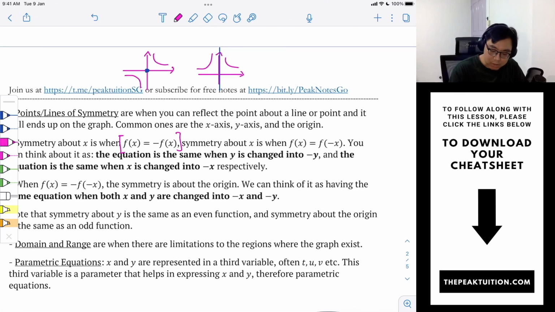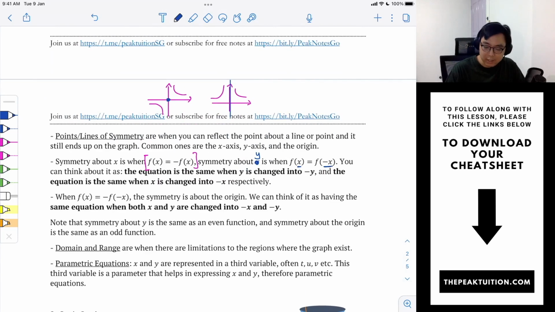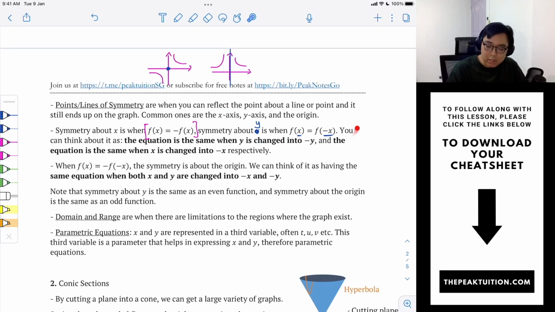Symmetry about y, this is another typo. Symmetry about y is when all your x coordinates flip. So your input basically flips to the other side. And this flips you about the y-axis. In this case, we see that when we flip the input, when all our x values here, these negative x, become positive x, we still get the same value. Okay? So symmetry about y is when this is true. And yeah, this is how to think about it in word form.